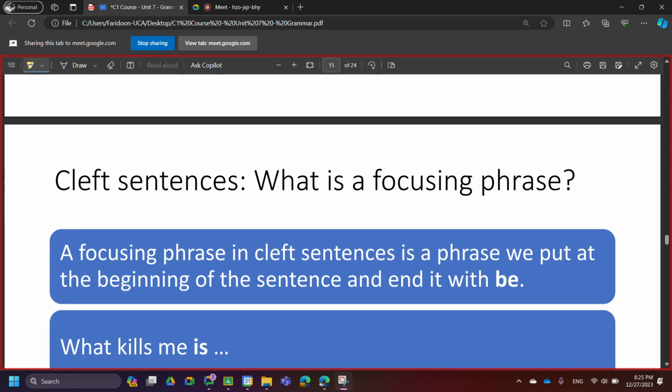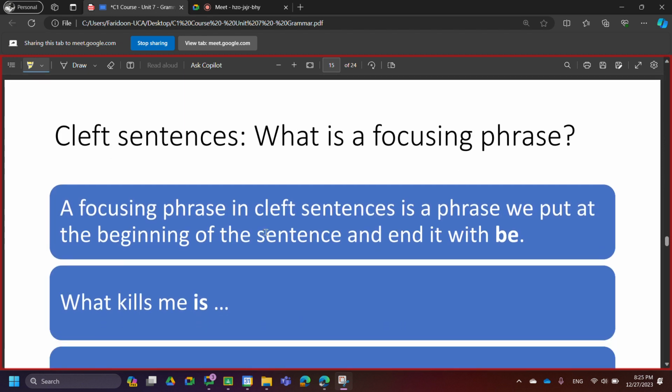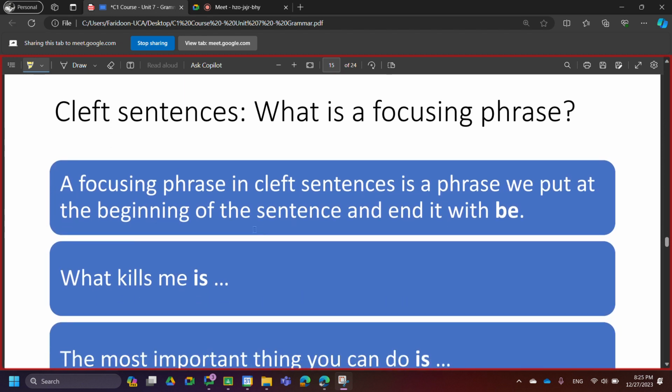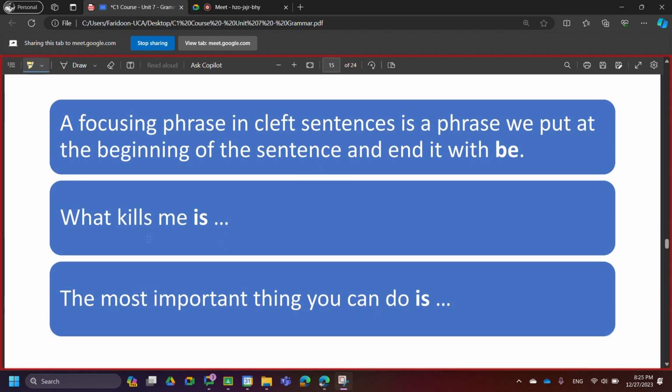Okay? And what is a focusing phrase in a cleft sentence? A focusing phrase in cleft sentences is a phrase we put at the beginning of the sentence and end it with be. Example, "What kills me is...", that's the focusing phrase, okay? "The most important thing you can do is...", once again, so all of it becomes the focusing phrase.